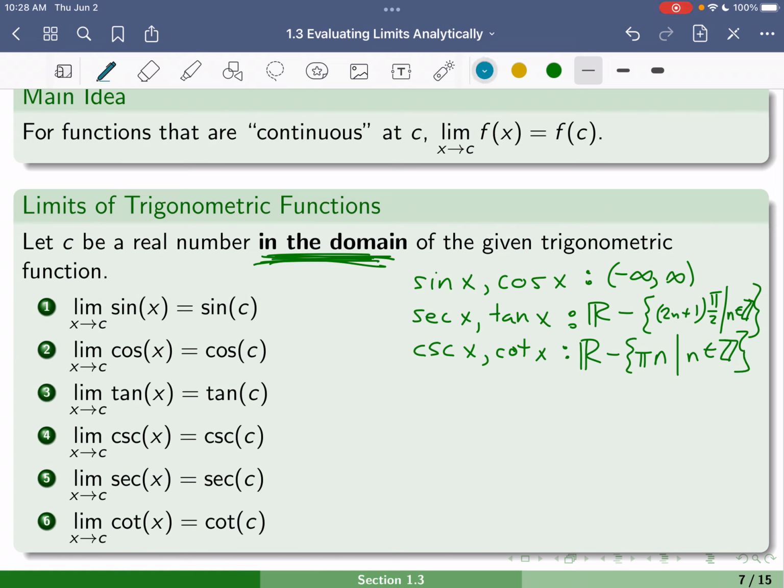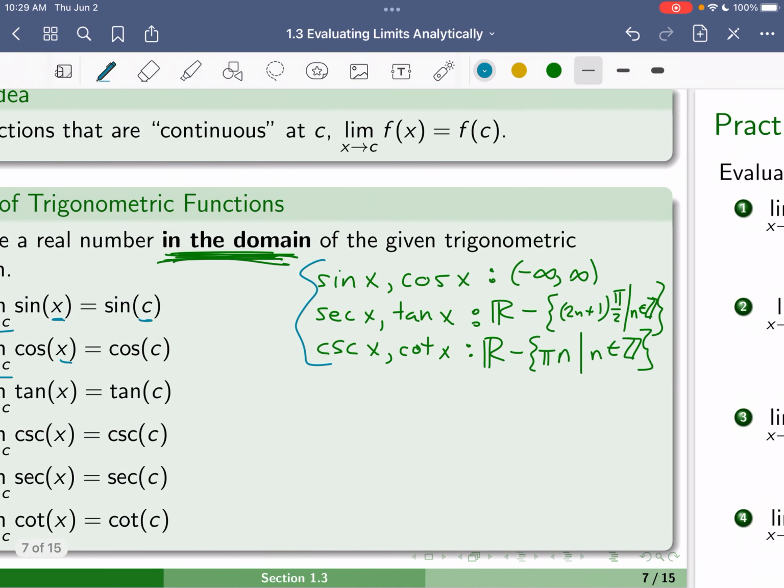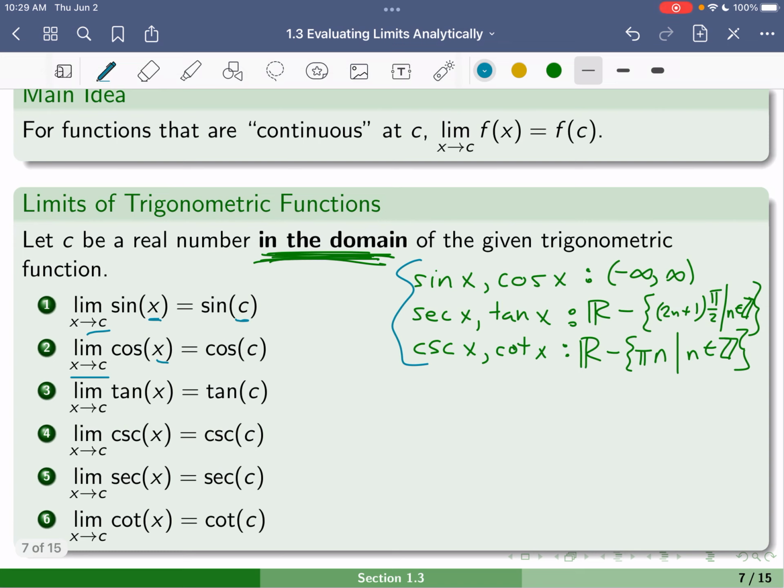But what this then tells us is for those trig functions, as long as it's in the appropriate domain, we can do direct substitution. We can replace our x with the value of c. If it's not in the domain, then it's trickier. The limit can still exist, but we just don't know that.